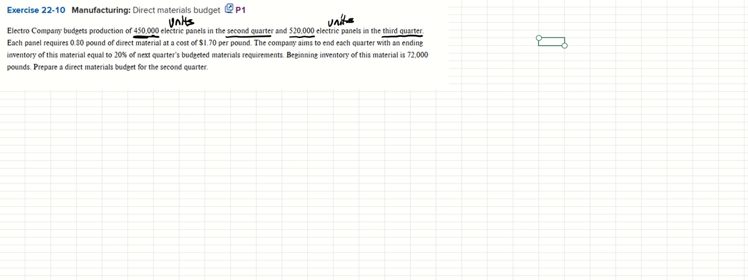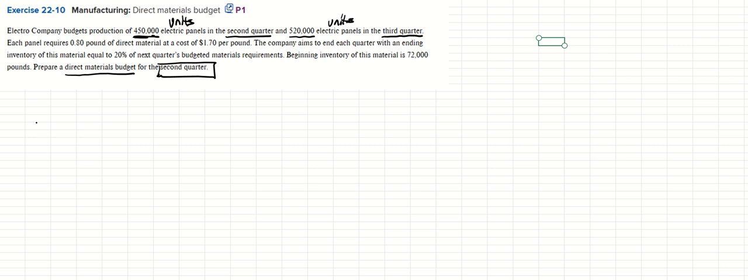That sentence is very important to note because we are going to have to include the 20% of the next quarter's budgeted materials requirement for the second quarter. Then it says beginning inventory of this material is 72,000 pounds. We're also going to have to take that into consideration in the second quarter. We're given all of the information needed to prepare a direct materials budget. We're only doing it for the second quarter, not the third quarter, but we need the information provided from the third quarter to completely prepare the budget for the second quarter.